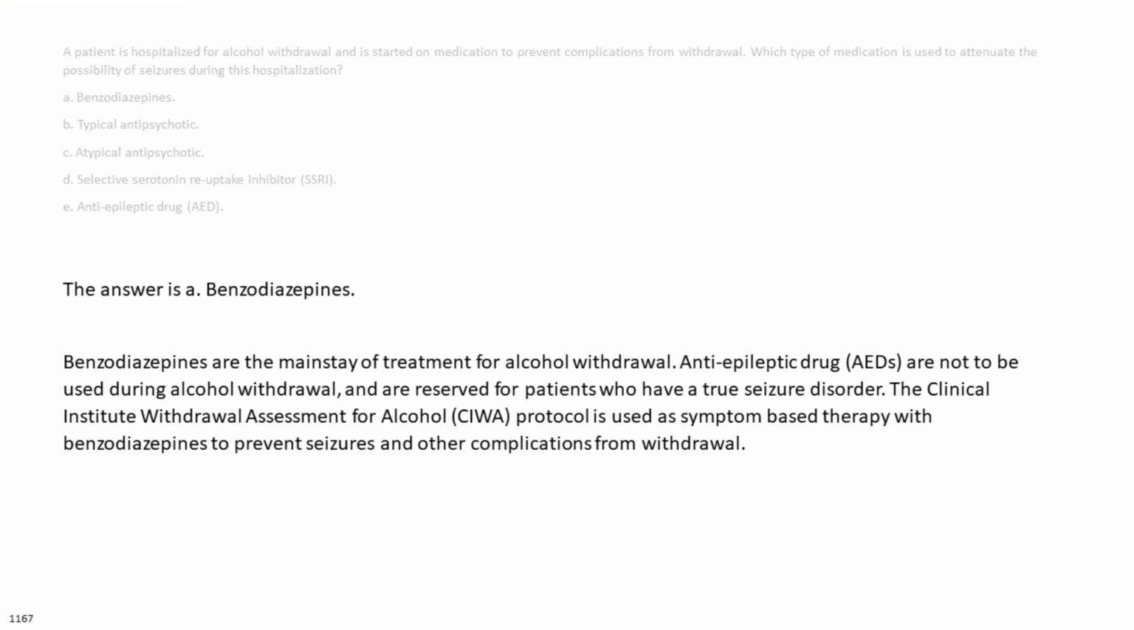The answer is A. Benzodiazepines. Benzodiazepines are the mainstay of treatment for alcohol withdrawal. Antiepileptic drugs, AEDs, are not to be used during alcohol withdrawal, and are reserved for patients who have a true seizure disorder. The Clinical Institute Withdrawal Assessment for Alcohol, CIWA, protocol is used as symptom-based therapy with benzodiazepines to prevent seizures and other complications from withdrawal.